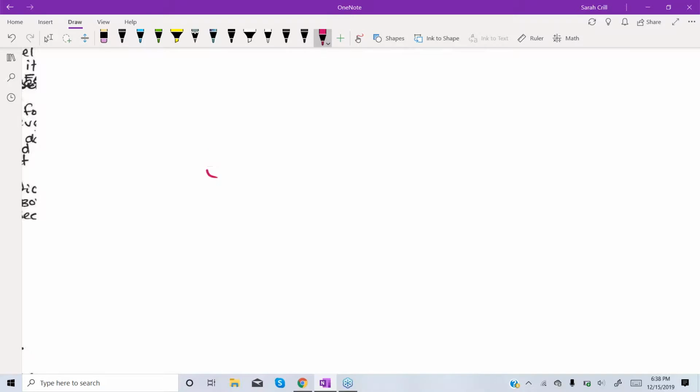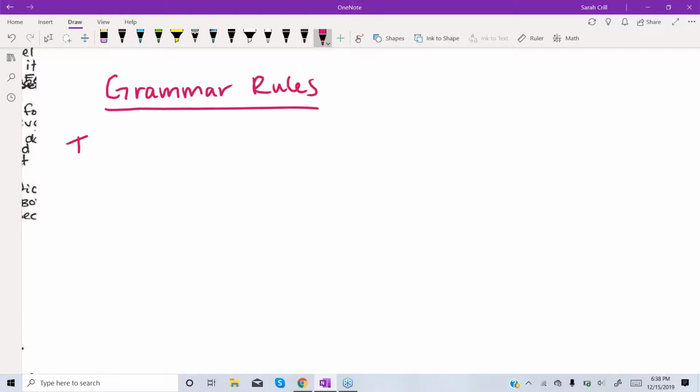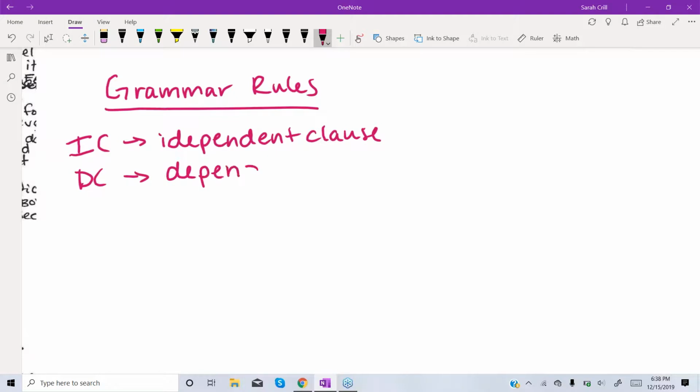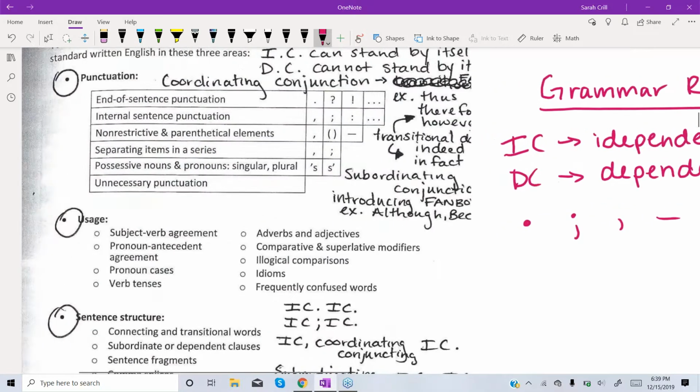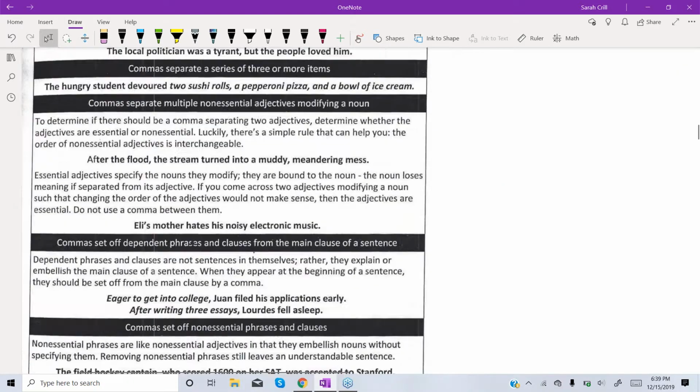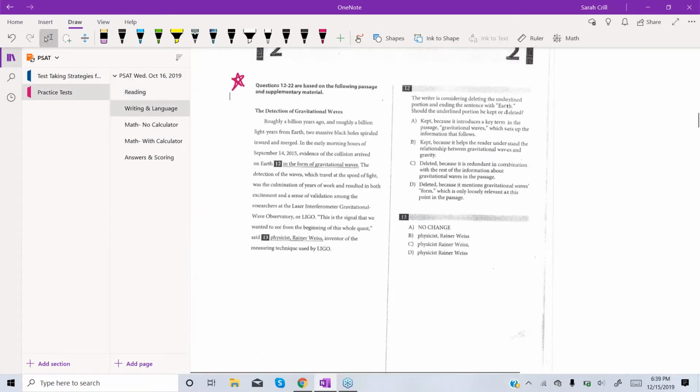Okay, so let's see. We have grammar rules. You should be able to pick apart sentences and identify what is an independent clause, what is a dependent clause, and how to use things like periods, semicolons, commas, dashes, parentheses, transitional adverbs, and coordinating conjunctions. We don't have time to discuss all of those rules today, but if they do come up on the practice, I will mention how that works exactly. I think that will be the next thing that we do, because here we start going into those actual grammar rules. So let's go over to our practice writing and language passage.